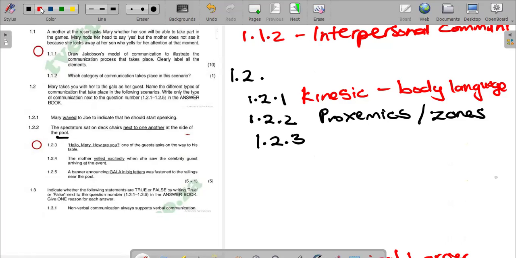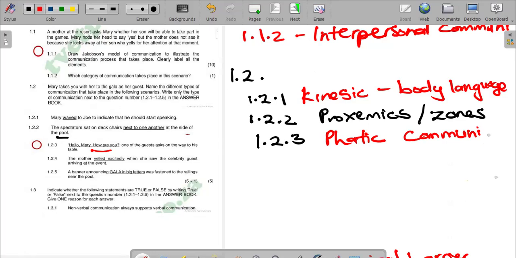1.23. It says, "Hello, Mary. How are you?" one of the guests asks on the way to his table. What kind of communication was this one? We call it fatigue semiology, words that are used to convey a feeling rather than a message.